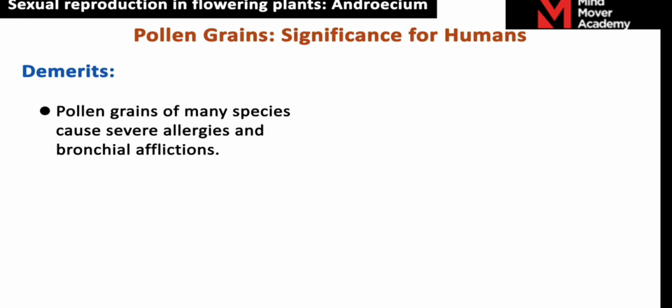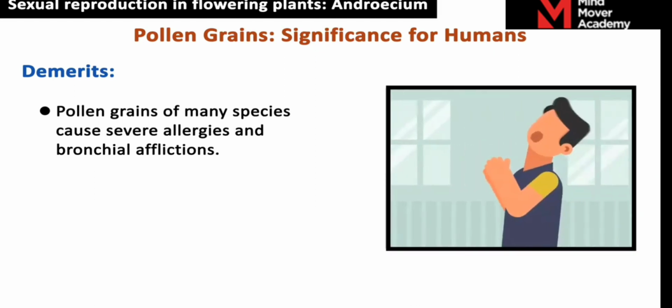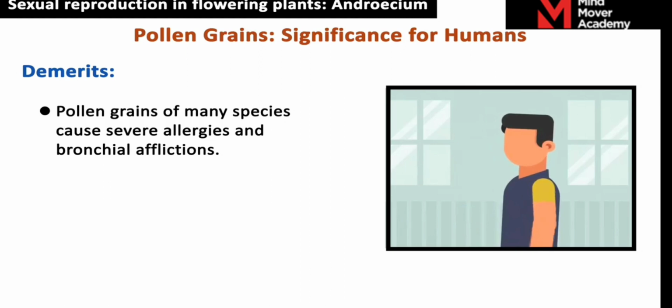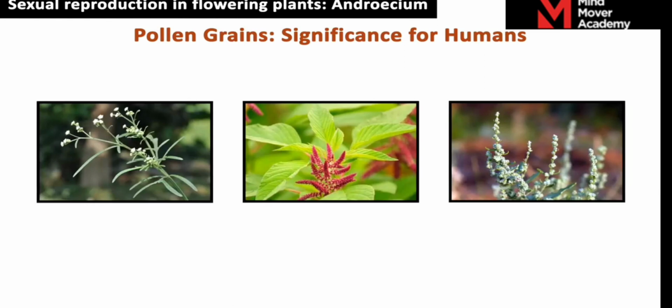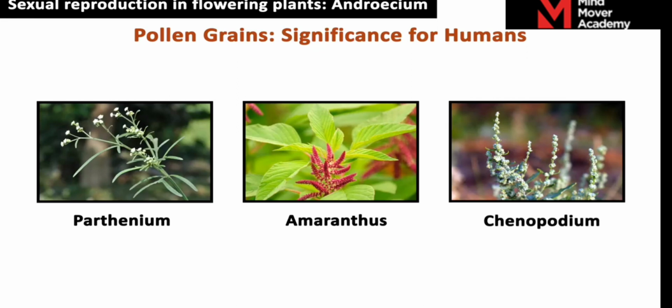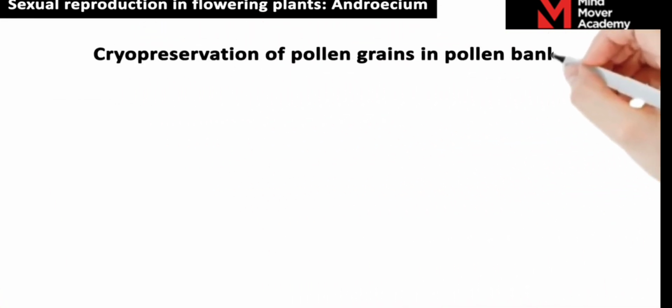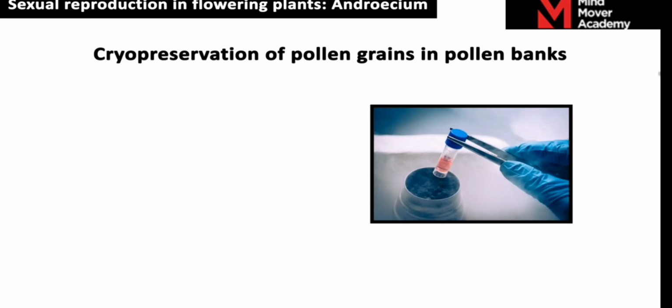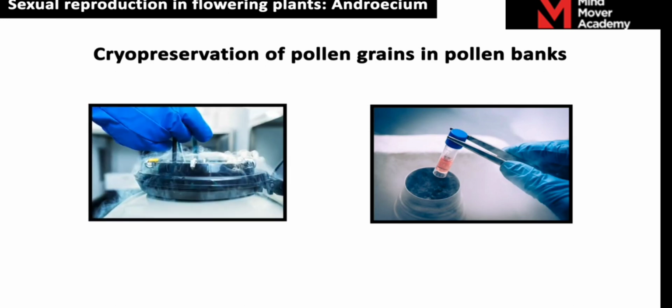Pollen grains of many species cause severe allergies and bronchial afflictions, leading to chronic respiratory disorders in some people. Some of the plants that cause pollen allergy are Parthenium, Amaranthus, and Chenopodium. Nevertheless, pollen grains play an important role in plant breeding programs for conservation. Hence, they are stored for years in liquid nitrogen at -196 degrees Celsius in a process known as cryopreservation. These storage centers are also known as pollen banks.